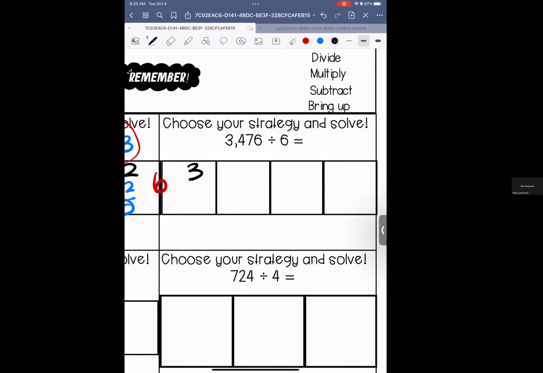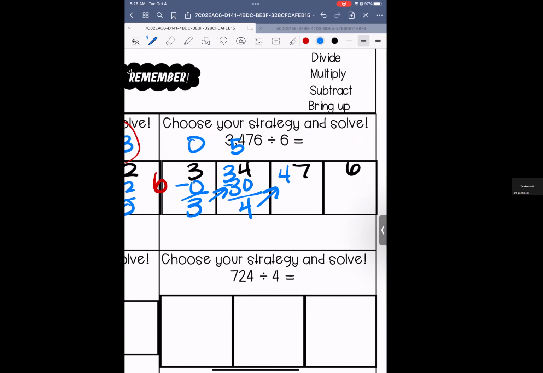All right, moving over, we're dividing by 6. We're dividing into 3, 4, 7, 6. Starting off, 6 does not go into 3. We know what to do. Bring it next door. 6 times 5 is 30. That's the closest we can get, leaving us with 4. Bring it next door.